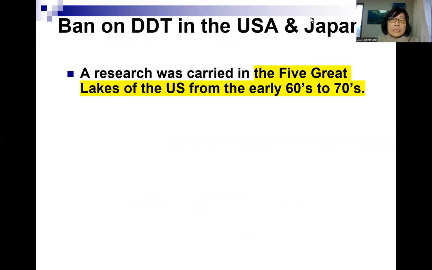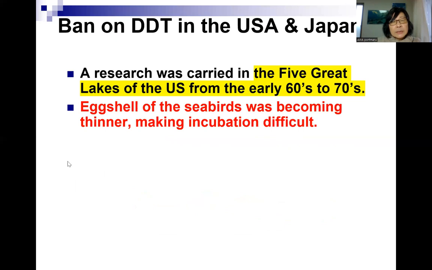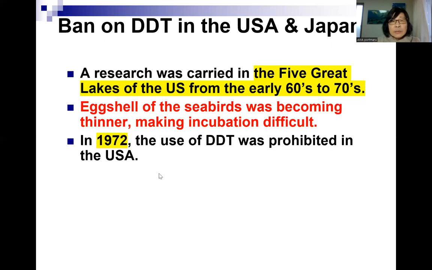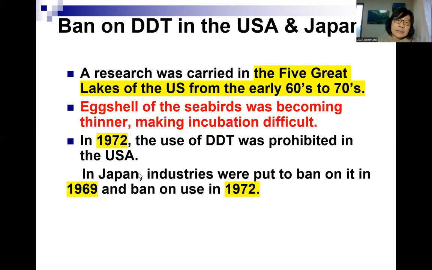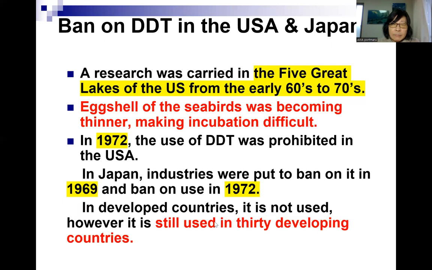So let's see about the ban on DDT in the USA, United States, and Japan. A research was carried out in the five Great Lakes of the United States from the early 60s to 70s. Eggshell of the seabirds was becoming thinner, making incubation difficult because of DDT or PCB or POPs. In 1972, the use of DDT was prohibited in the United States. In Japan, industries were put to ban on it in 1969, and ban on use in 1972. In developed countries, it is not used. However, it is still used in 30 developing countries.